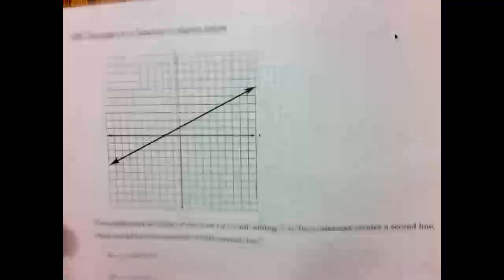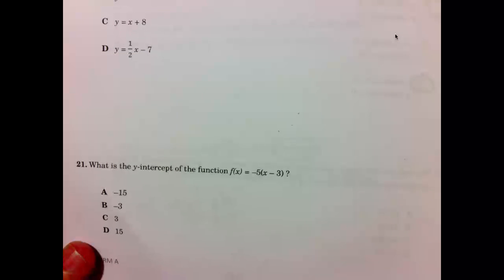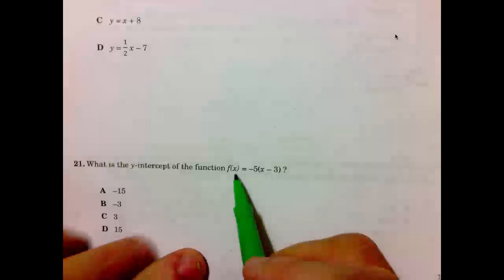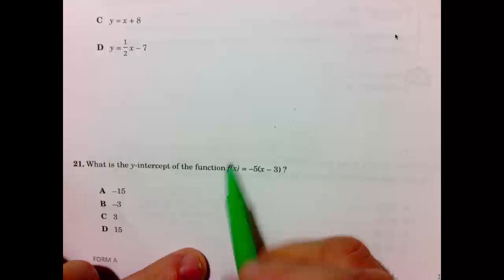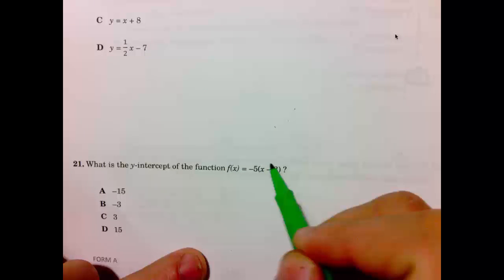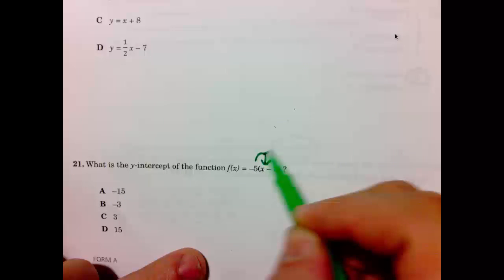Lastly, we have number 21. It asks for the y-intercept of the function f of x equals -5 times x minus 3. Well, again, this is function notation. We can think of this as being y equals. In order to find the slope and y-intercept, I will simply distribute this -5.